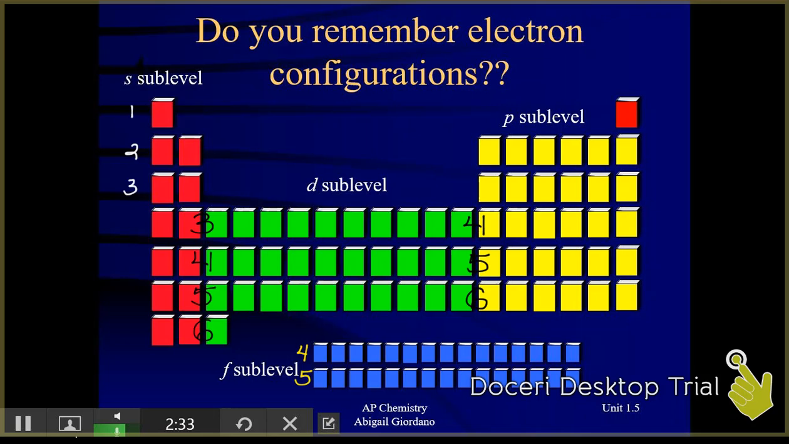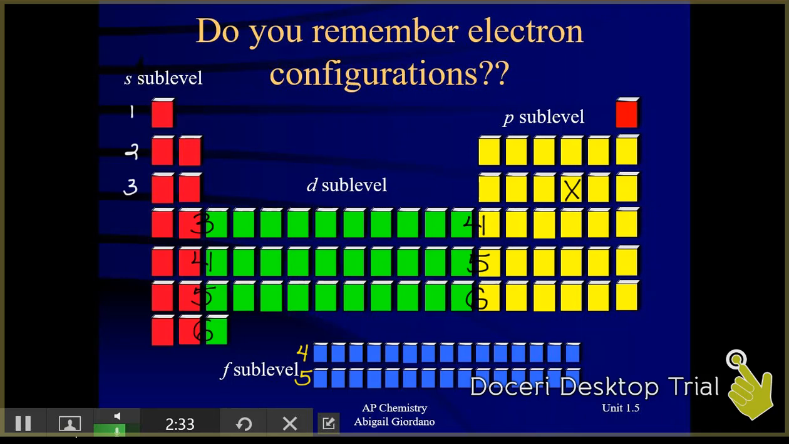So what I want to do is just review with you a little bit, see what you remember, and then I'm going to let you do some practice. Okay, so I'm just going to pick some elements here. I'll put a little X in the box I'm referring to. Let's do the electron configuration for the element sulfur, which is right there where I've put that X.